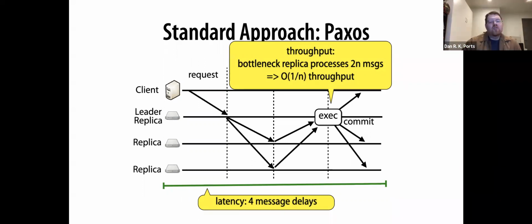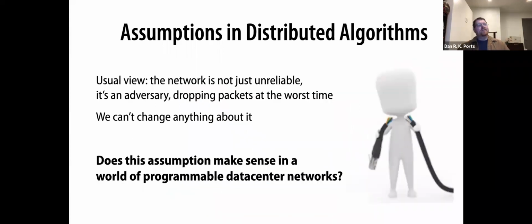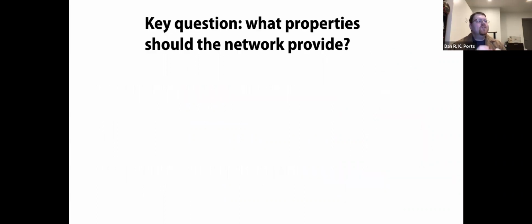So how can we improve on this by changing the way we think about distributed systems? The traditional way to design distributed algorithms is to treat the network not just as unreliable, but as an adversary that drops packets at the worst possible time. And in traditional networks, there's nothing we can do about that. But in a world of programmable data center networks and in-network computation, that's not really the right way to think about this anymore. What we should be asking instead is, what could the network do for us?